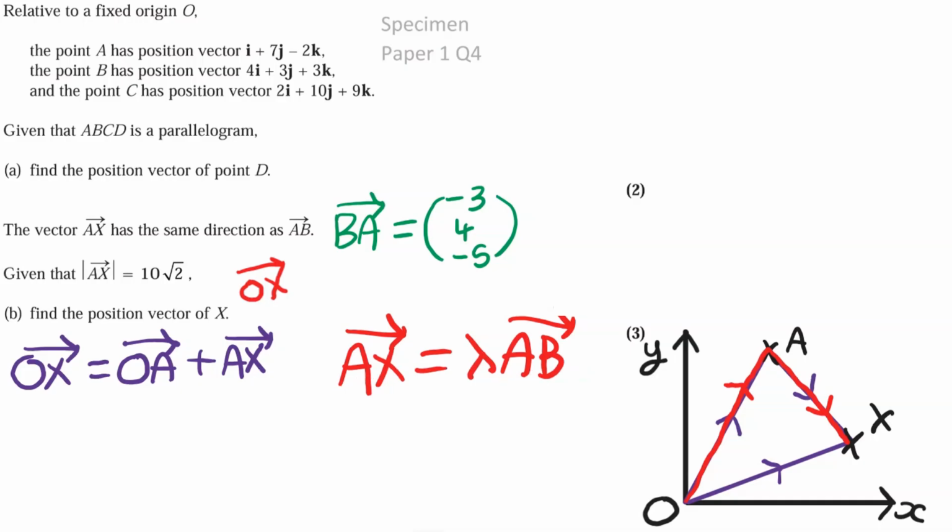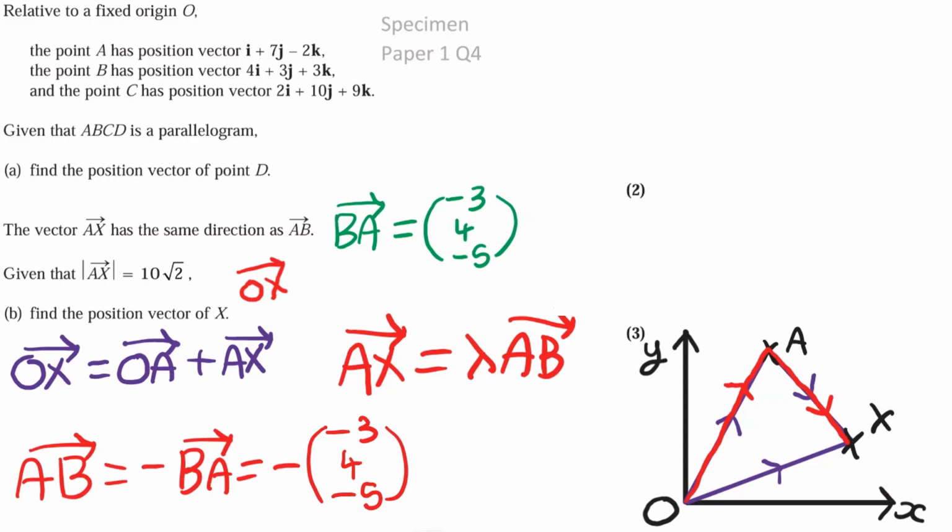In part A, we figured out the vector BA, which is (-3, 4, -5). So therefore the vector AB, remember vectors are direction specific, so AB is going to be minus BA. So we're just going to multiply this vector here by -1, so it becomes (3, -4, 5). So AB is equal to (3, -4, 5).